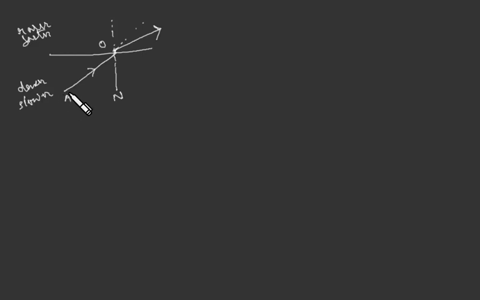So when the light goes from the denser to the rarer medium, it bends away from the normal, where this angle I is the angle of incidence, and this angle where the refracted ray makes the angle with the normal on the surface is called the angle of refraction. In this case, when the light goes from the denser to the rarer medium, the angle of refraction is greater than the angle of incidence.